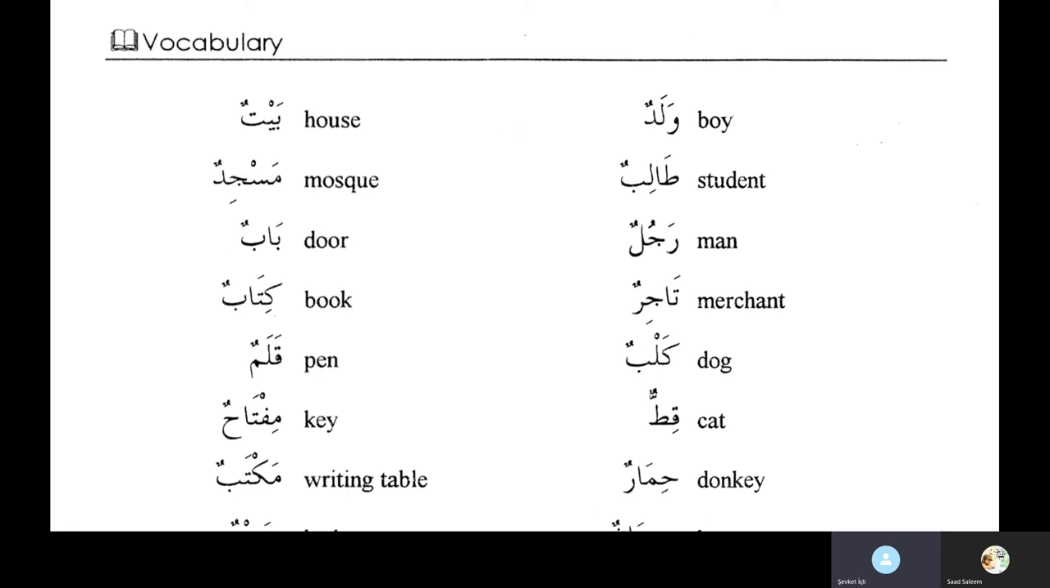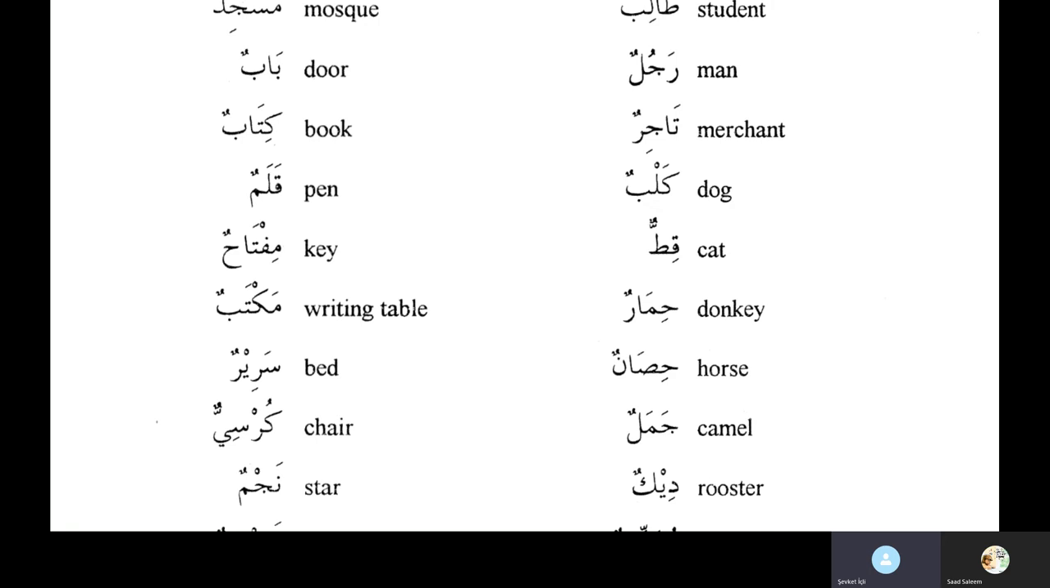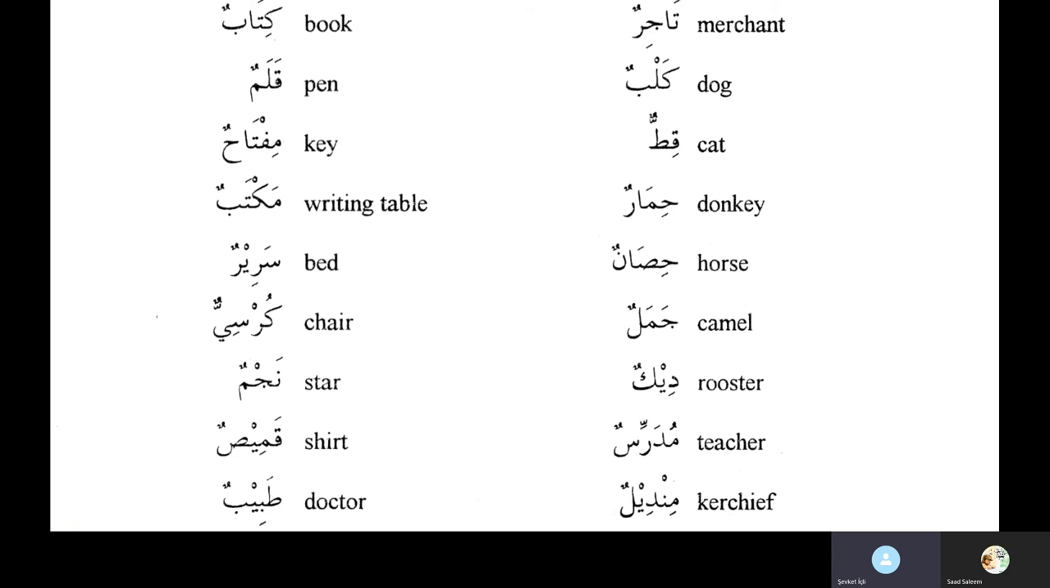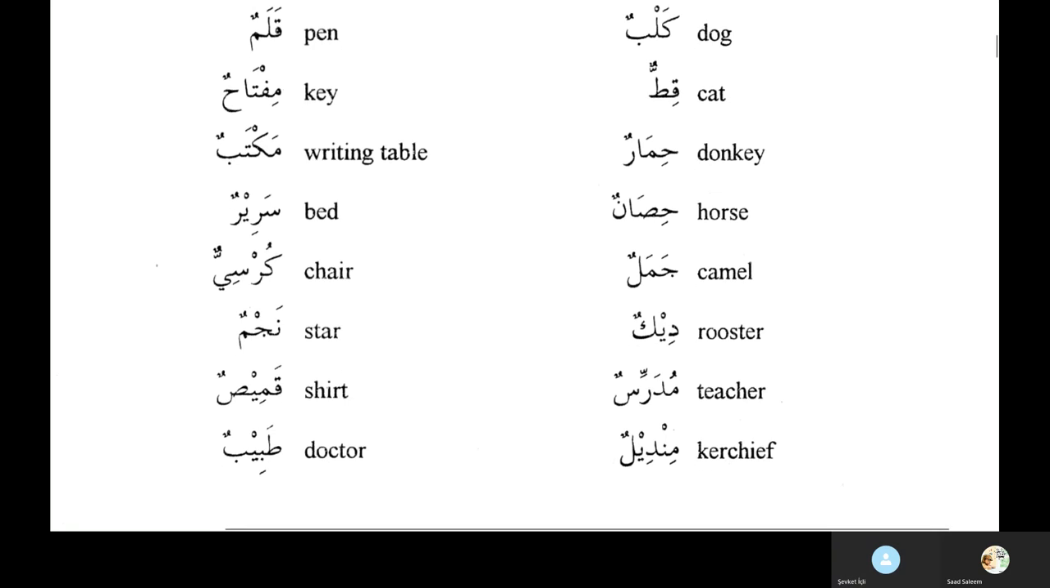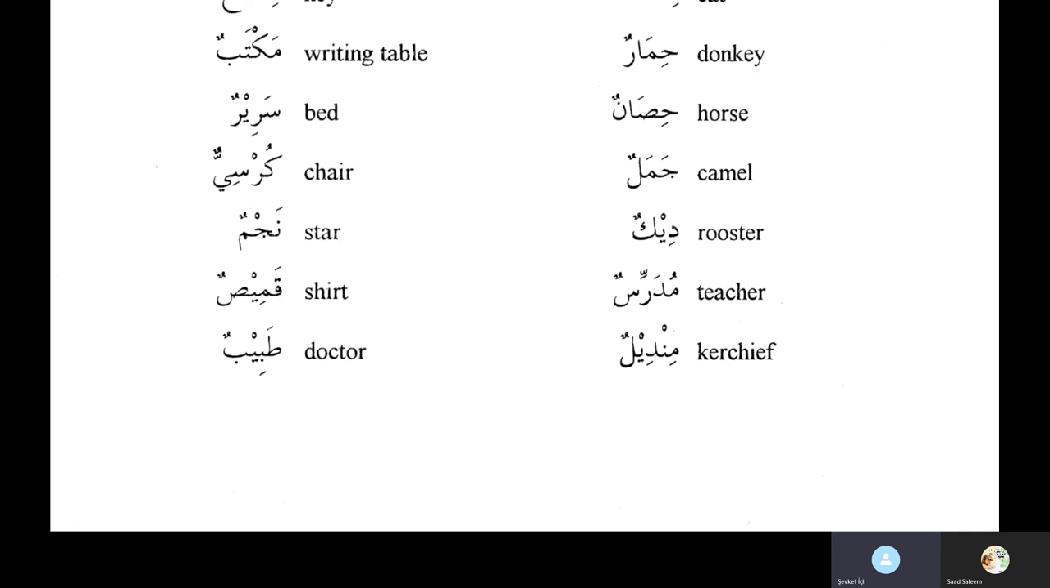Waladun, boy. Baytun, house. Talibun, student. Masjidun, mosque. Rajulun, man. Babun, door. Tajirun, merchant. Kitabun, book. Kalbun, dog. Qalamun, pen. Qittun, cat. Miftahun, key. Himarun, donkey. Maktabun, writing table. Hisanun, horse. Sarirun, bed. Jamalun, camel. Kursiyun, chair. Dikun, rooster. Najmun, star. Mudarrisun, teacher.